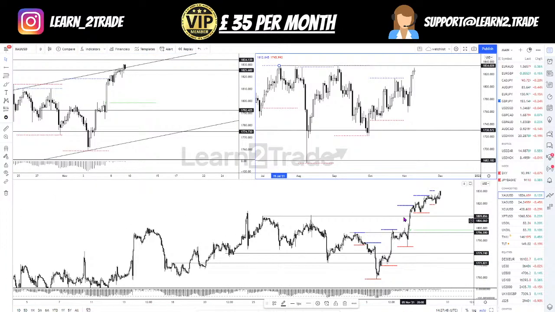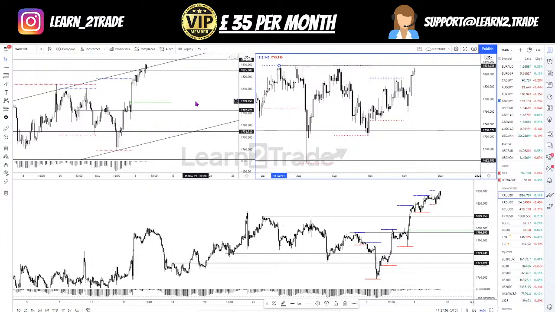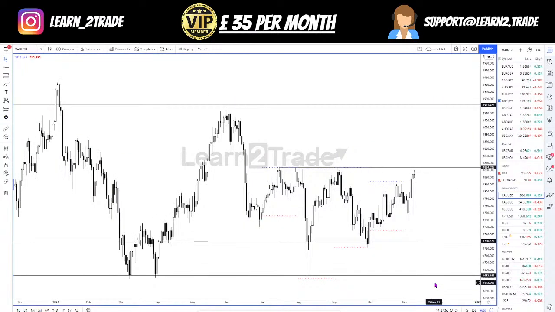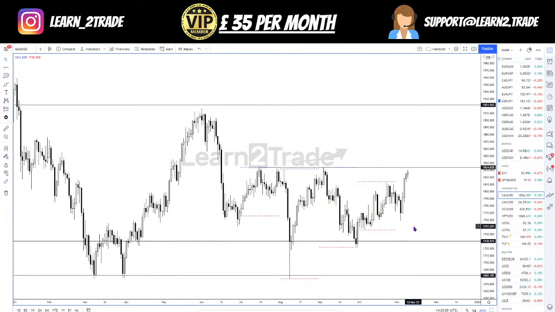I don't have a plan for trading gold today, but I'm just sharing my analysis. Where would I be interested in buying gold? It would be at the break of these highs, a retest, and then, hold on, let me just erase this.